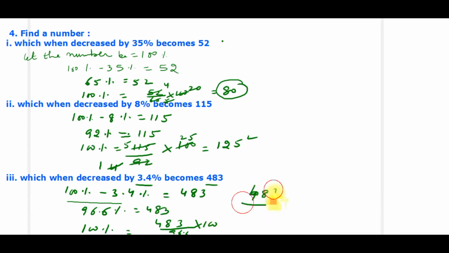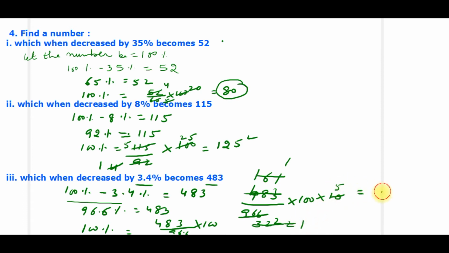483 upon 966, the 10 would go above, 100 into 10. So it will go on, 3 1s are 3, 3 6s are 18, 3 3s are 9, 3 2s are 6, 161, 2 3s are 6, 2 1s are 2. So our answer would be 500, right? So now we will move on to the next question.